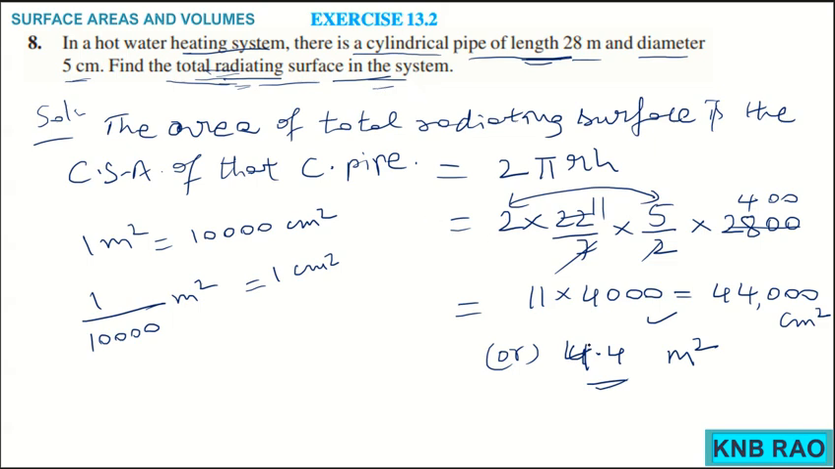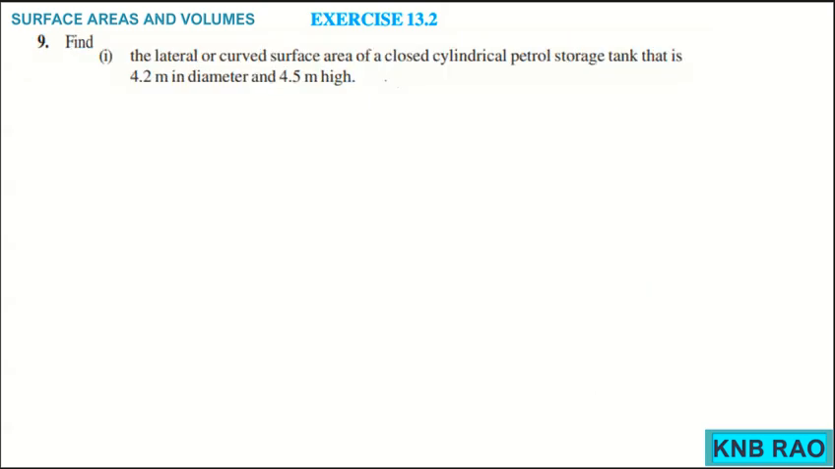Now moving on to question number 9. Question number 9 has 2 parts. So we are discussing the first question. In that sub question 1, the lateral or curved surface area of a closed, very important, it's a closed cylindrical petrol storage tank. So they gave a CSA of a cylindrical petrol storage tank, okay, CSA of a closed one.